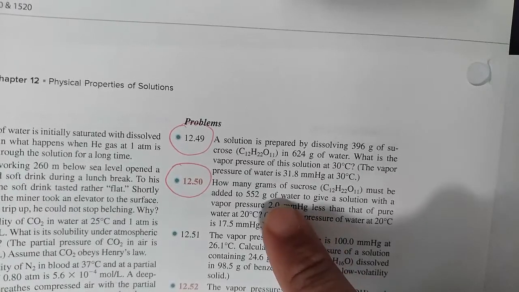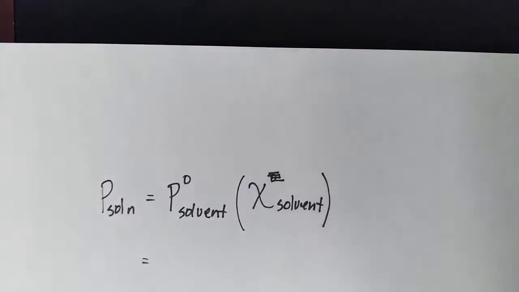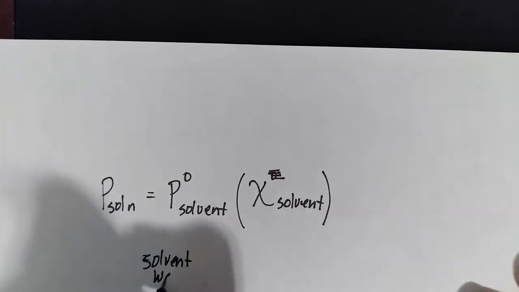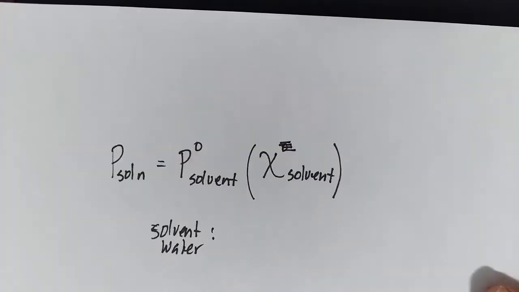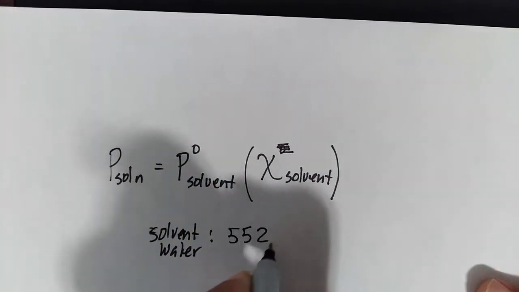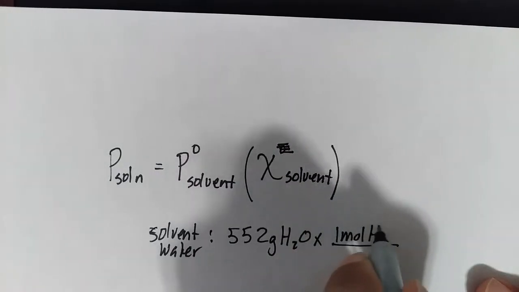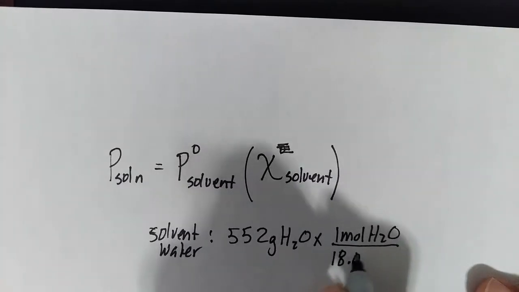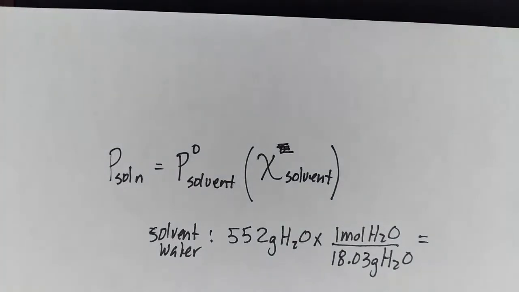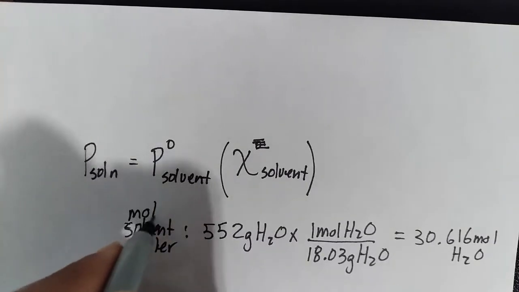So we have 552 grams of water. We're going to call that our solvent. So let's go ahead and convert that to moles. We have to discriminate what's our solute and solvent, right? So water will always be the solvent. 552 grams of water, and we know that for every 1 mole of water, there's about 18.03 grams of water, getting our numbers from the periodic table. So doing that on my calculator, that's our moles of water.